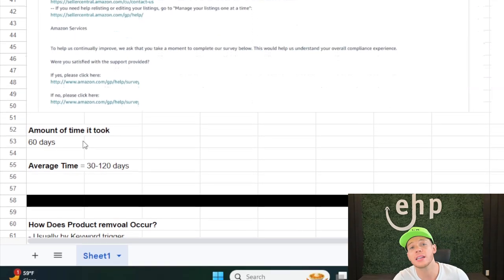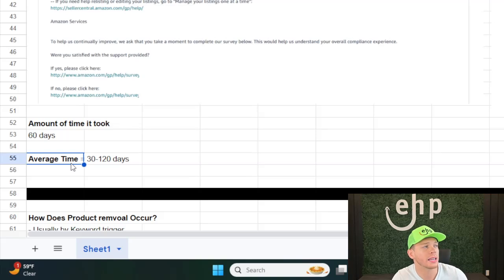It took 60 days to get back and reinstated, even if you had a real FDA 510K certificate. Now, the average time to get these types of things resolved is 30 to 120 days. I'm going to be completely honest with you on that.